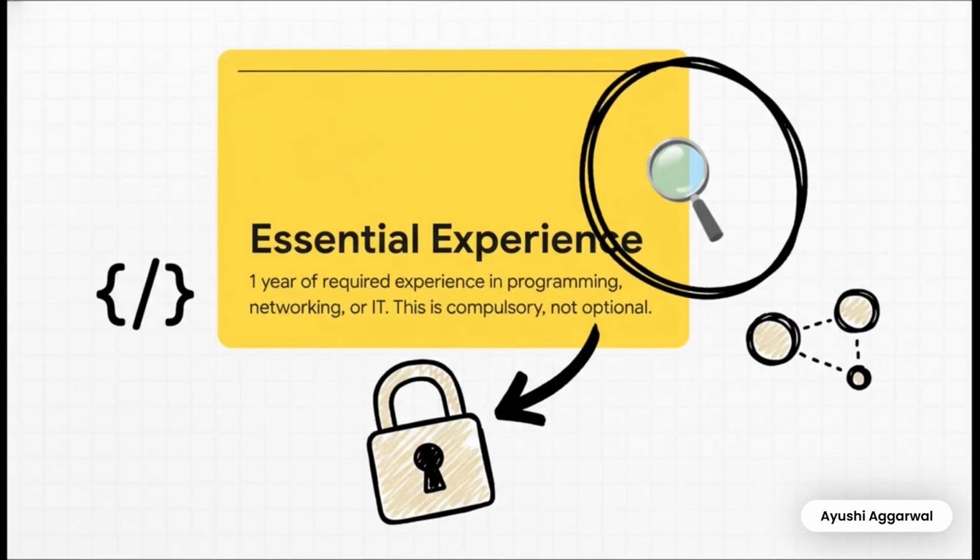All right, next up is experience. The notice clearly says you need 1 year of essential experience. Now, let's focus on that keyword, essential. What does that even mean? It means it's absolutely mandatory. It's a non-negotiable requirement. Without it, you simply cannot apply. It's not desirable, which would mean it's good to have but not required. No, this is essential. So a minimum of 1 year's experience in a relevant field like programming or networking is a must.